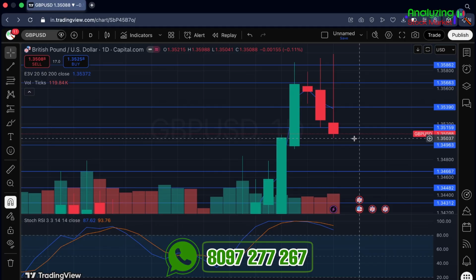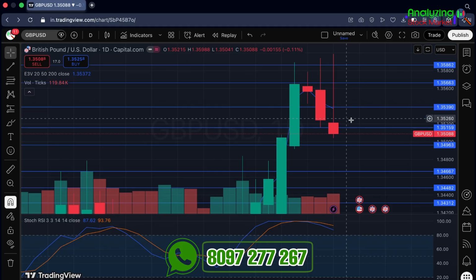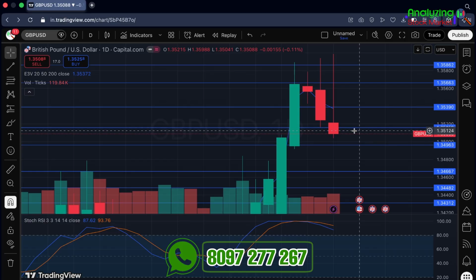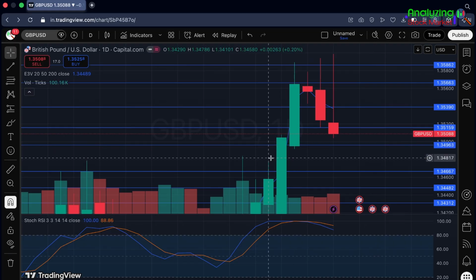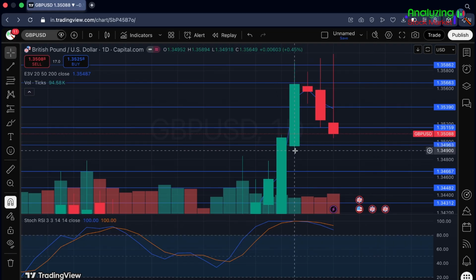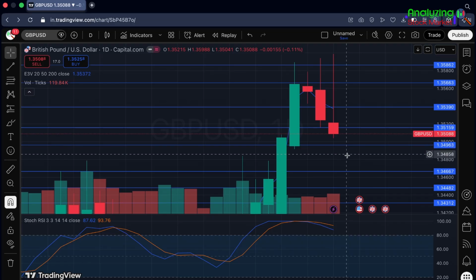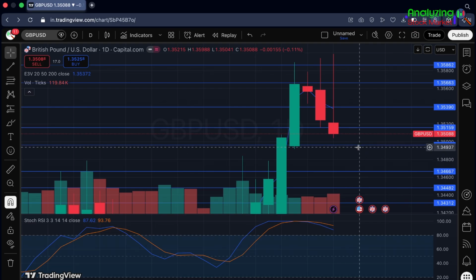Now let's talk about my opinion on GBP USD for this week. According to the previous week's momentum, I'm expecting a negative move in this range, that is 1.34667 to 1.34963. There is a gap between these days as well. As you can see, there is a gap here, so I'm expecting to fill this gap. GBP USD can fill this gap this week. So I'm expecting overall a negative closing in this range.